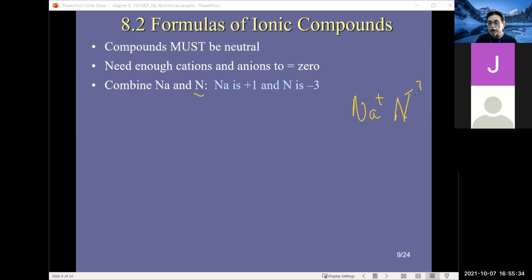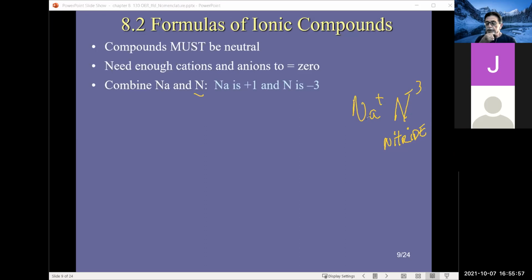Okay, -3 charge. Furthermore, the anion gets a name change. The non-metal gets a name change. So if it goes from nitrogen, now we call it nitride, the ion, okay? Because you may need to name the final compound you generate.